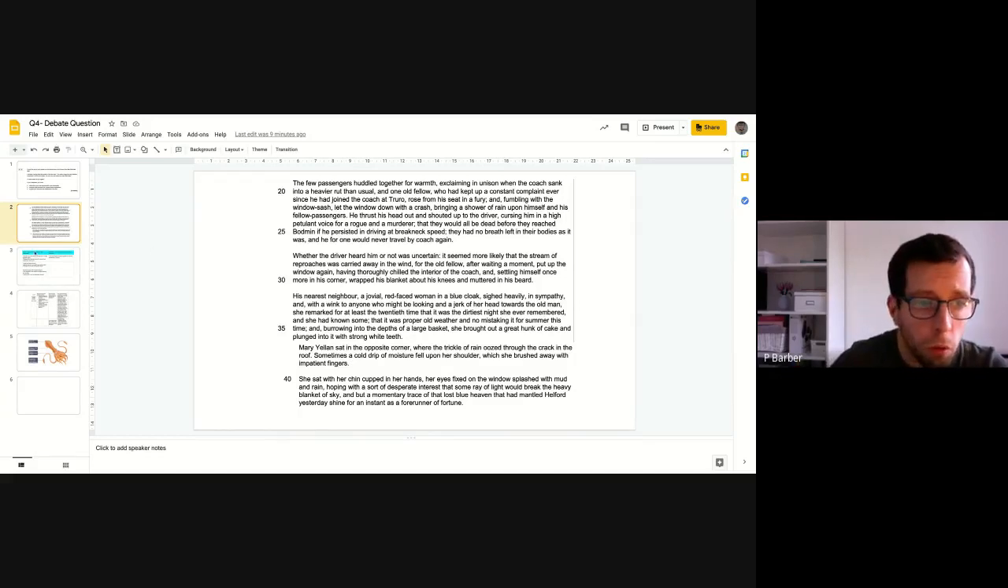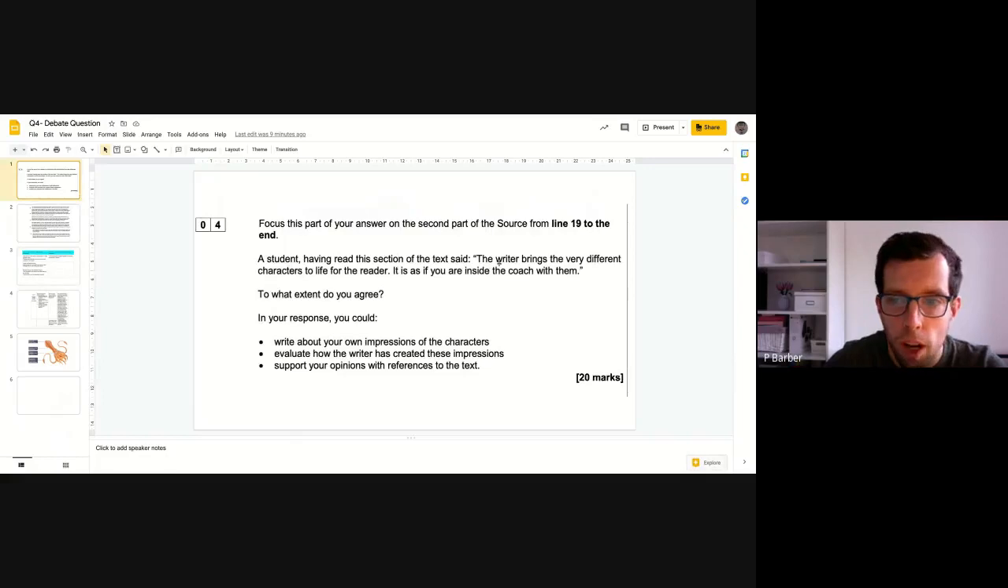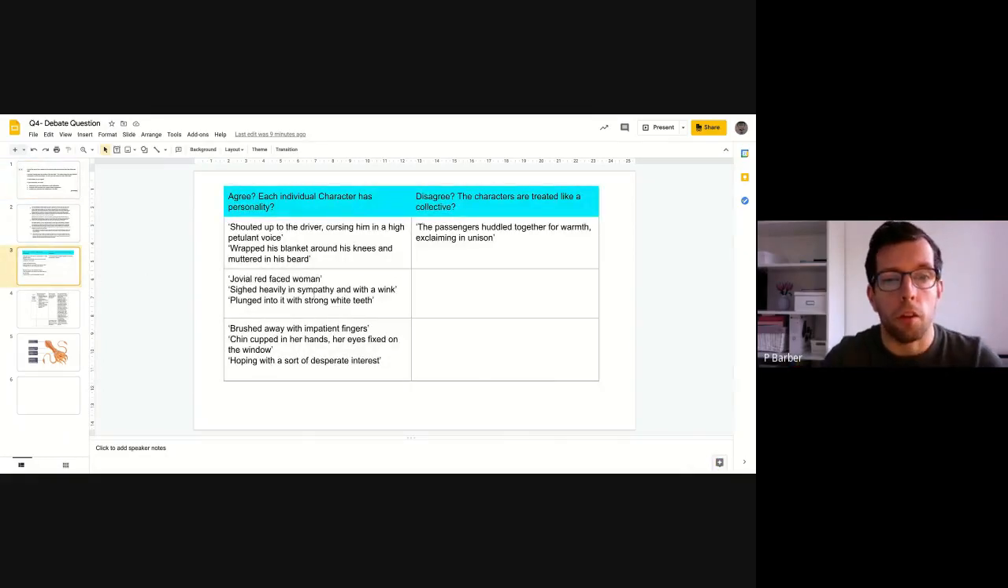Okay, so as I'm looking through this, I decided to think: if I'm agreeing with the student's statement that the writer brings the very different characters to life, I'm looking for evidence of the characters, their personalities, and what ideas are created about them. So I've got the old man, the red-faced woman, and Mary Yellen, and I tried to find evidence for each about how they're individual or their personalities.